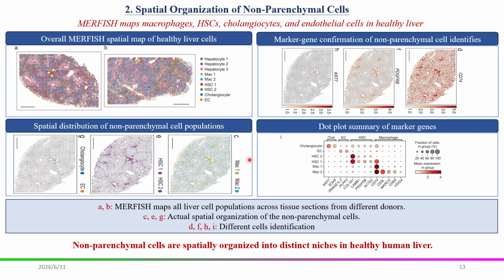In panels D, F, H, and I, marker genes confirm the cell identities. For example, KRT7 marks cholangiocytes, PDGFRB marks hepatic stellate cells, and CD74 marks macrophages. The main conclusion is that these non-parenchymal cells are not randomly distributed. They are spatially organized into specific niches in healthy human liver.